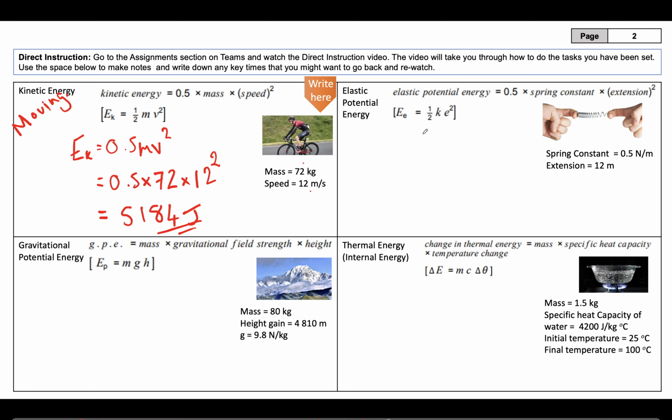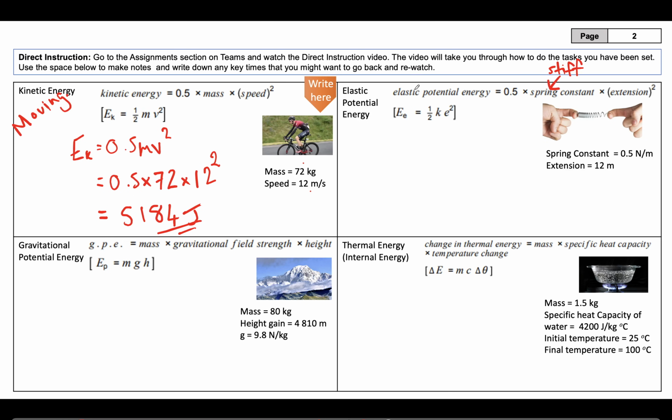moving. If they ask you about elastic potential energy, they're going to be talking about something that's either getting squashed or stretched out. And we also spoke about this idea of the spring constant, which is how stiff the spring is. So a high spring constant means it's very stiff, it's hard to stretch. A low spring constant means it's not very stiff, so it's really easy to stretch out.